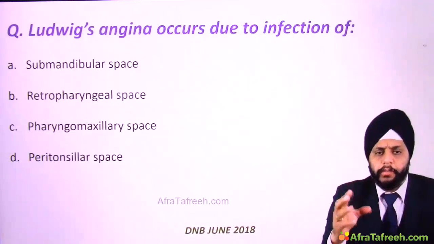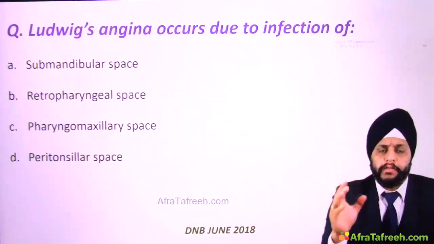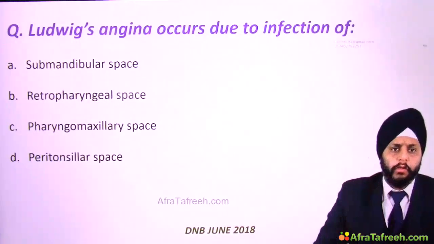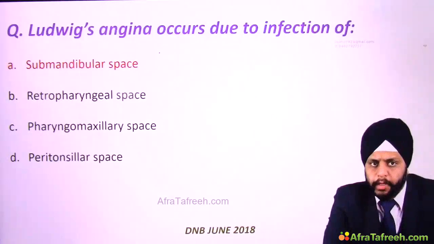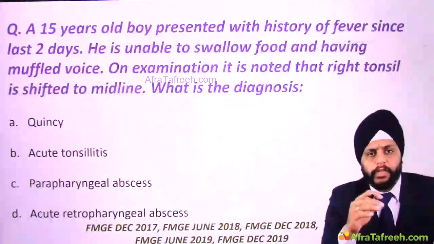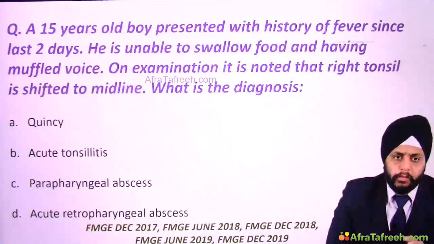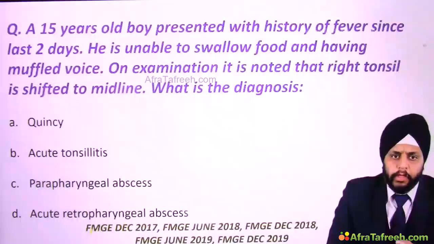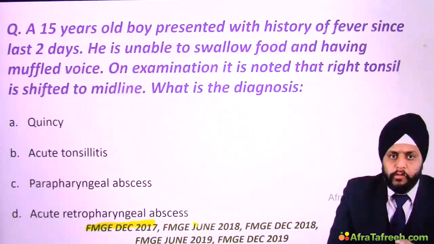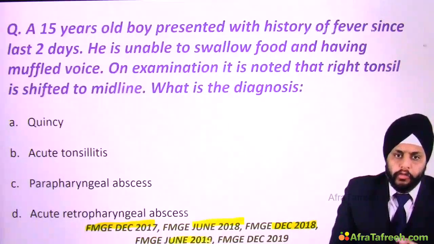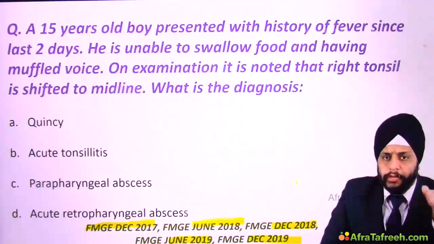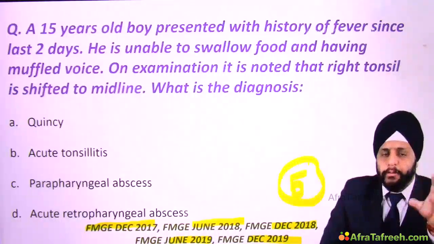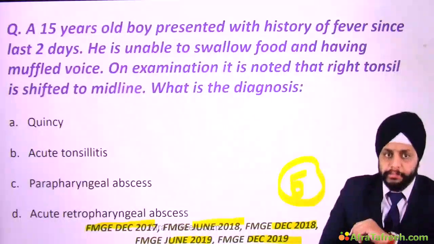First question asked in the DNB June 2018 exam: Ludwig's angina occurs due to infection of... so now we know the answer is the submandibular space. It's a rapidly spreading infection of the submandibular space. Okay, next question, it's a clinical question, and you can see that this question has been coming repeatedly in different exams. You see, FMG December 17, FMG June 18, December 18, June 19, December 19. So 5 times consecutively this question was asked, repeatedly asked in the same exam. Okay, the highest number a question can be repeated is 5 times.